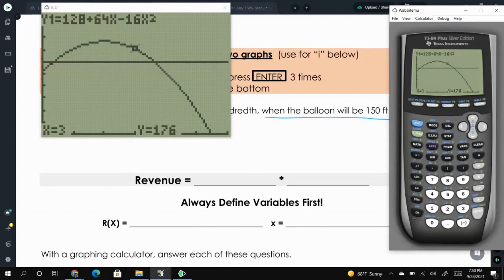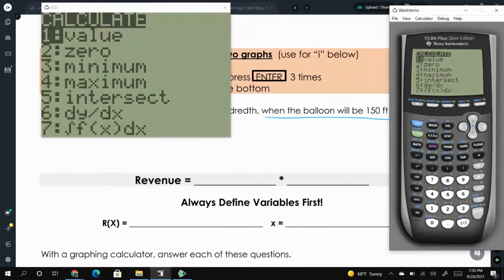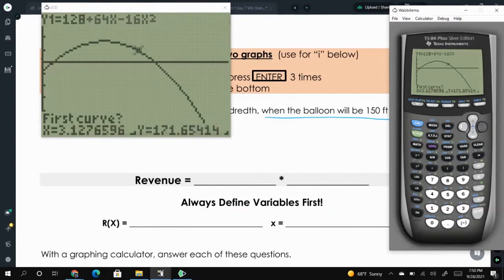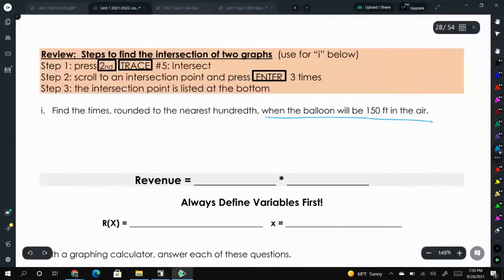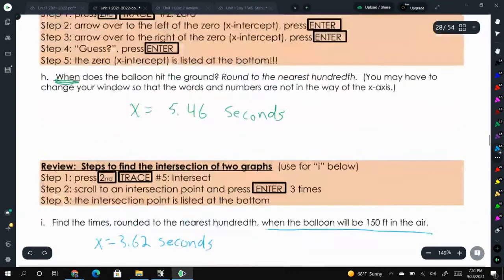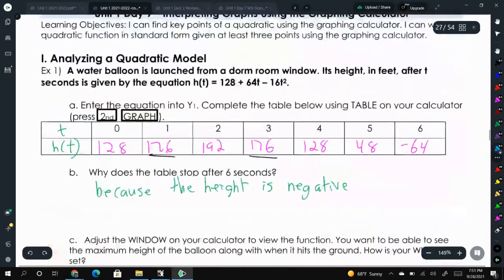And you see we have 2 intersection points. So second, trace, we want to go down to intersect, the 5th one, and we want to move our cursor closer to the intersection points. Okay, it's about there. It doesn't have to be exact. So we hit enter, enter again, and enter for the 3rd time, and we get 3.62. So 3.62 seconds, because we're talking about x values. So we need seconds, up here, t is in seconds.